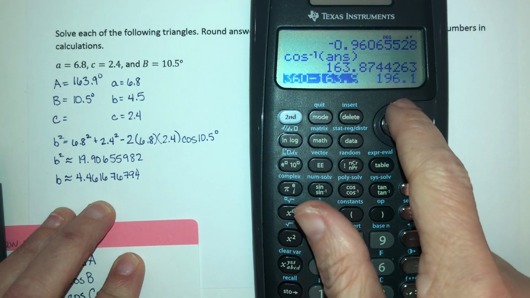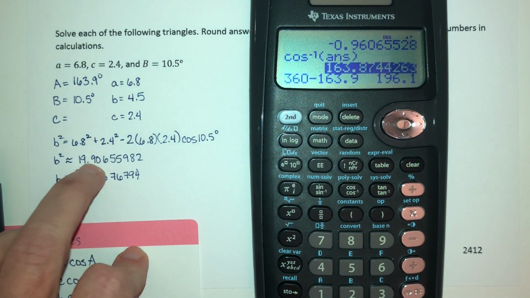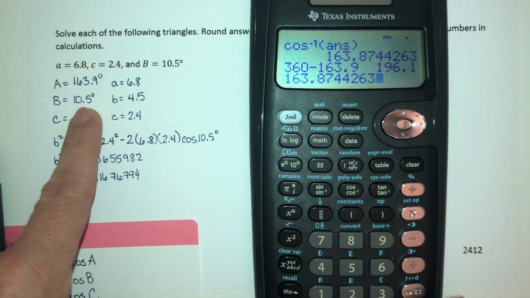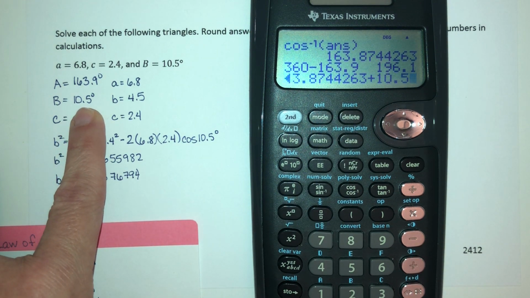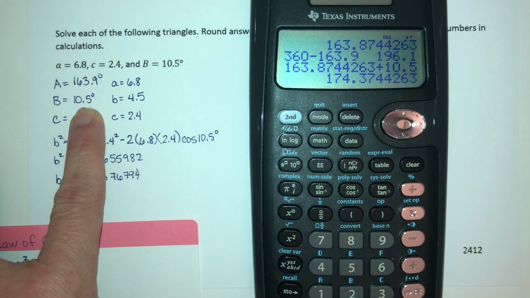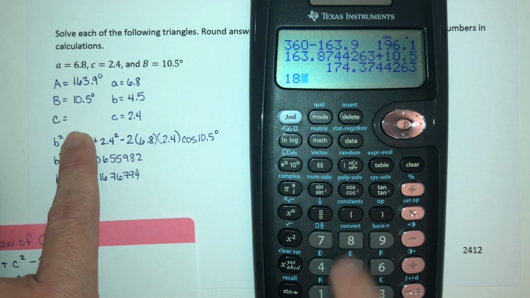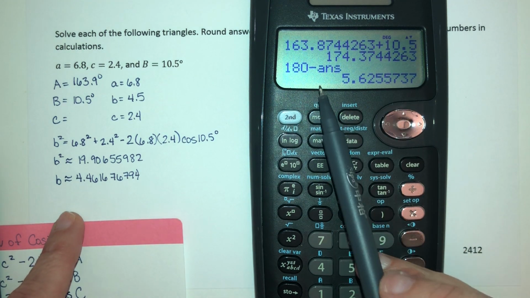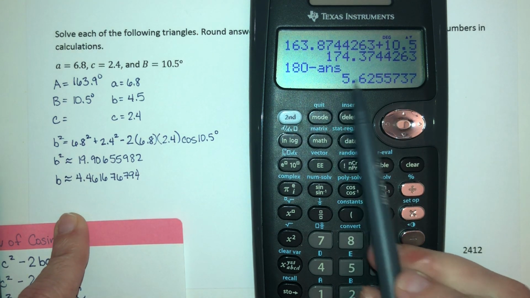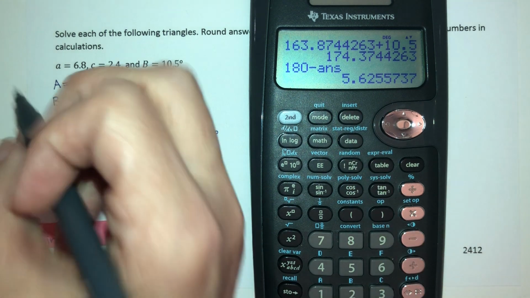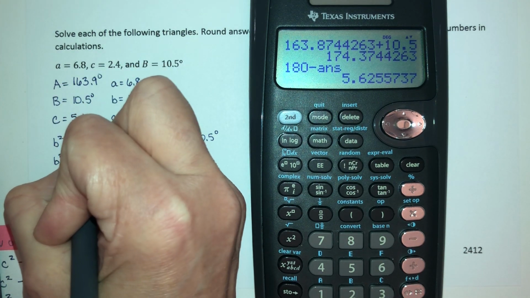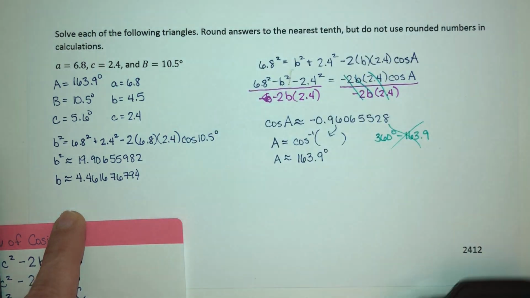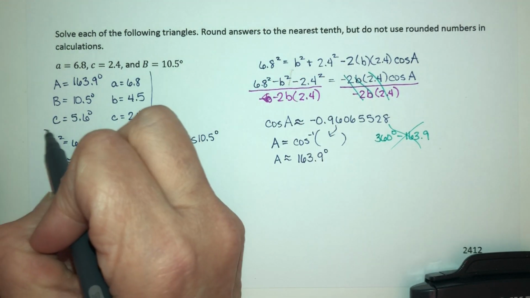Okay, now what I'm going to do is I'm going to take this exact value from above. I'm going to add 10.5 to that. And then to find angle C, I'm going to do 180 minus that solution. And I get approximately, rounded to the nearest tenth, 5.6 degrees. And that's our solution. That is our whole triangle solved.